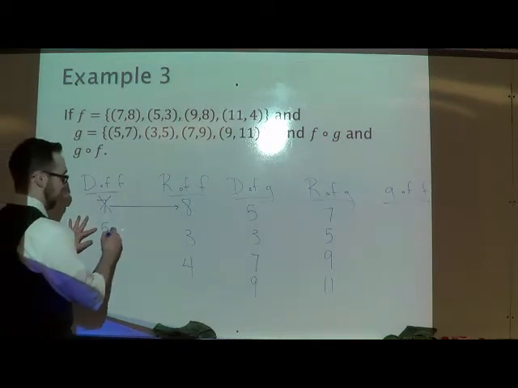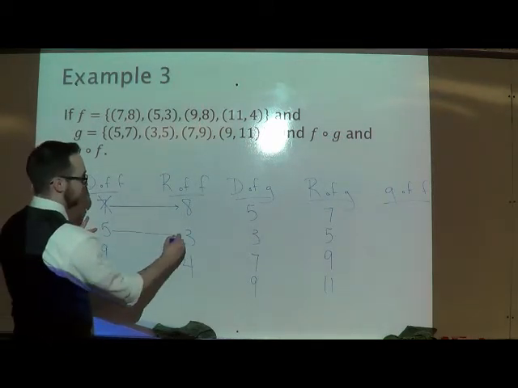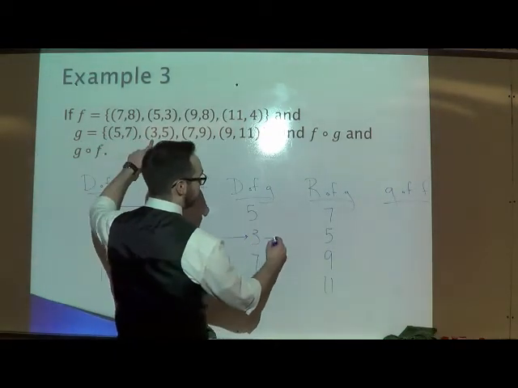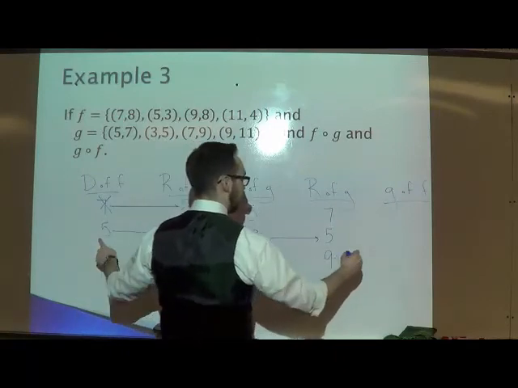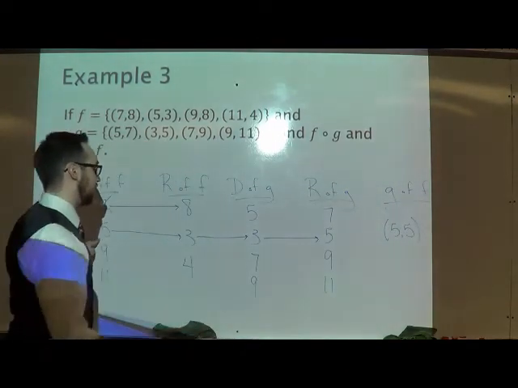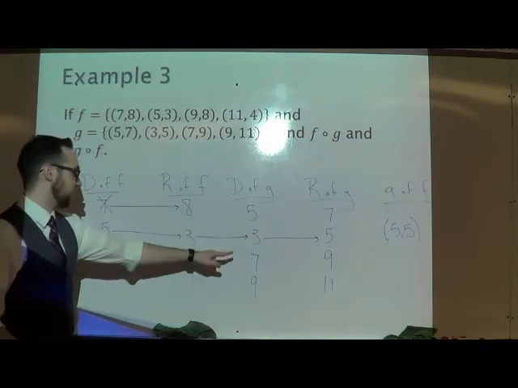So then I go to the 5. The 5 leads to the 3. The 3 does have a match. In G, the 3 points me to a 5. So I started with a 5, and I ended with a 5. So you can only make it through if there's something to match here.